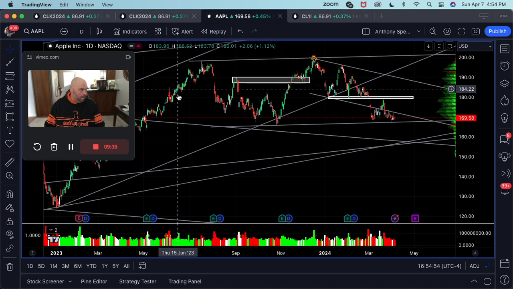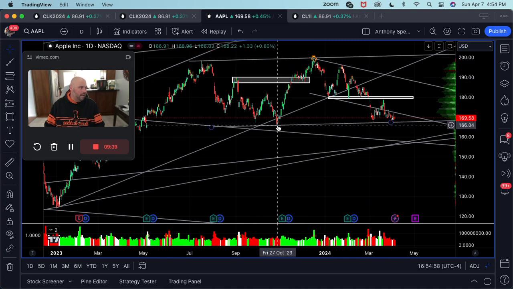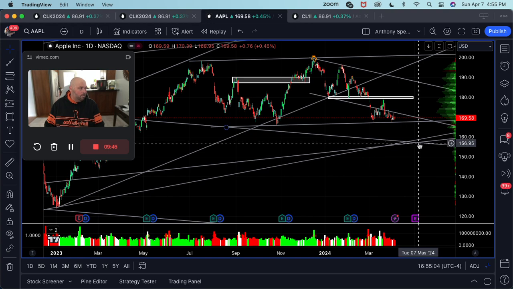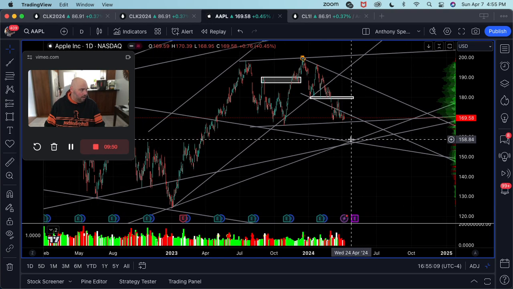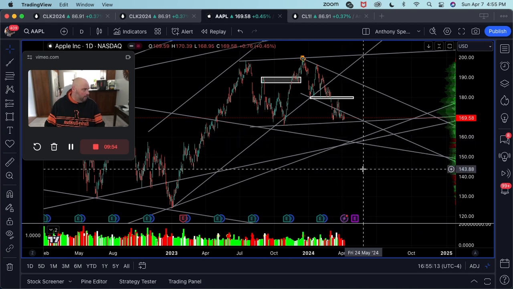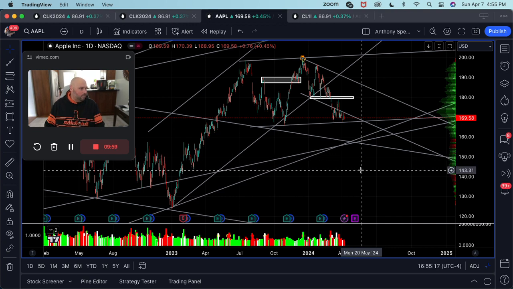If this is a big picture topping pattern, which it very well could be, breaking this neckline would be quite significant. And again, seeking support somewhere in this area would also be quite significant. If we were to break this area of converging support, we could start looking at 150 is going to play a psychological number.